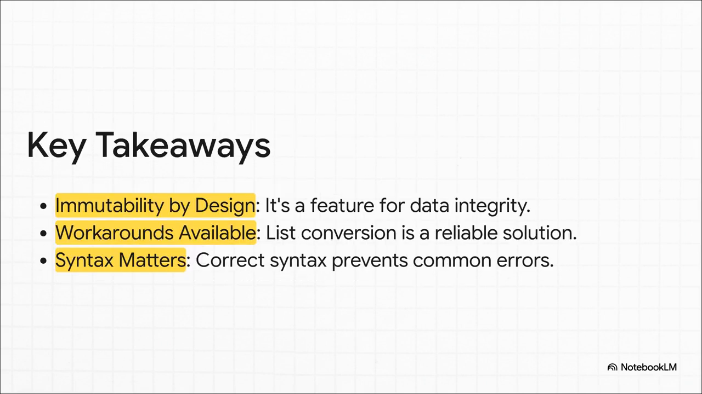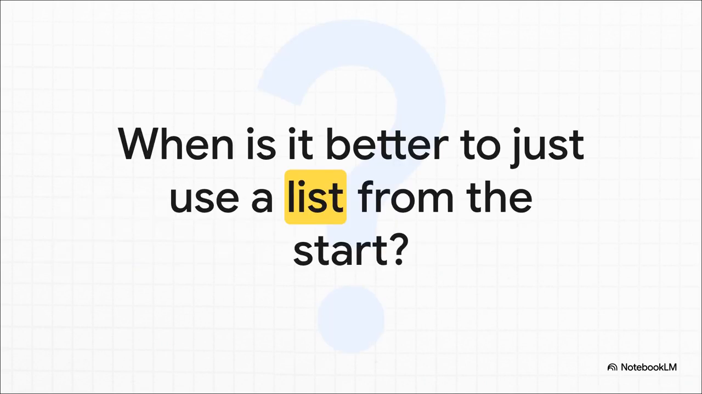So, what are the big ideas to walk away with? One, immutability isn't a problem, it's a feature for data safety. Two, the list conversion workaround is your secret key to unlock flexibility when you need it. And three, getting the small syntax details right is what separates clean code from buggy code. And I'll just leave you with this one final thought. We've just learned all these cool workarounds to bend the rules. But being a great programmer isn't just about knowing the tricks. It's about knowing when you don't even need a trick in the first place. So as you move forward, think about that. When is a tuple the perfect tool? And when is it just better to use a list from the start?